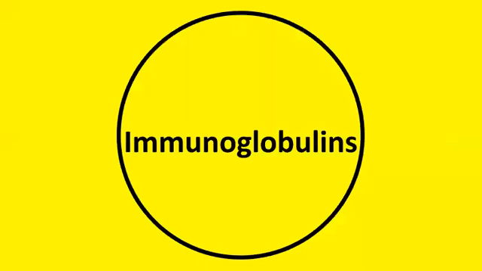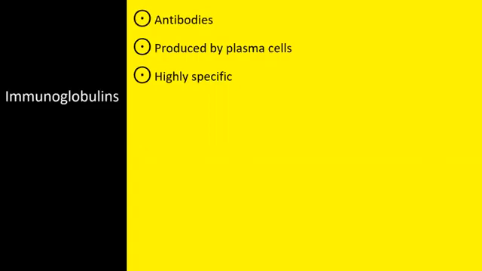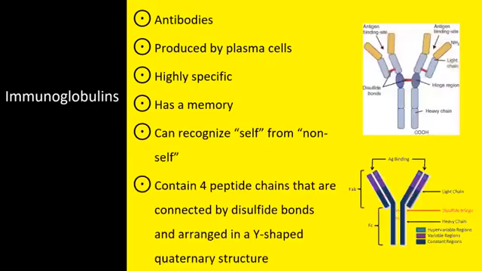And so the last type of protein is our immunoglobulins. As you all know, our immunoglobulins can also be called antibodies and they are produced by our plasma cells. When you centrifuge blood, the liquid portion of your blood is our plasma. That is where our immunoglobulins can be found. They are highly specific and they have a memory.